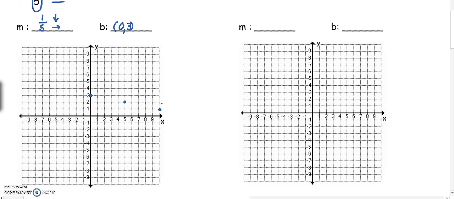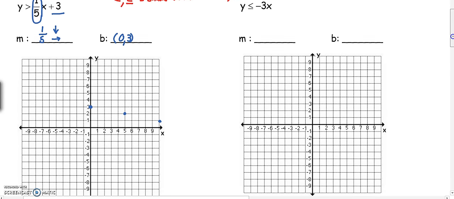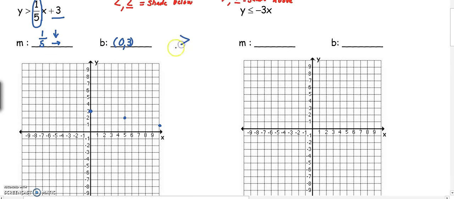And then once I've plotted my points, I need to look at my inequality sign. So my inequality sign in this case is a greater than sign. So a greater than sign with no bar means it should be a dashed line. And because it's greater, my shading should occur above the line.